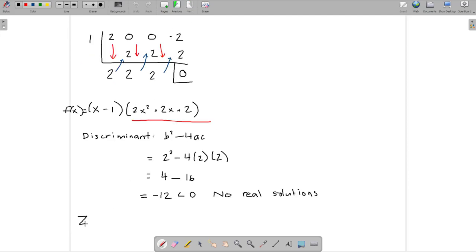So all of the real zeros, it was just x equals 1. And then factored form, f of x equals x minus 1 times 2x squared plus 2x plus 2.